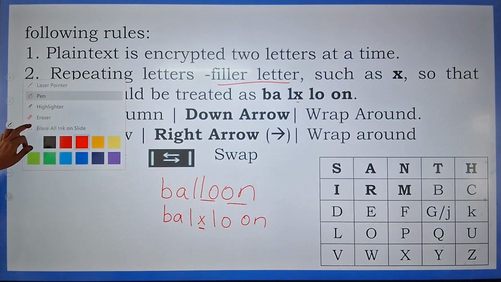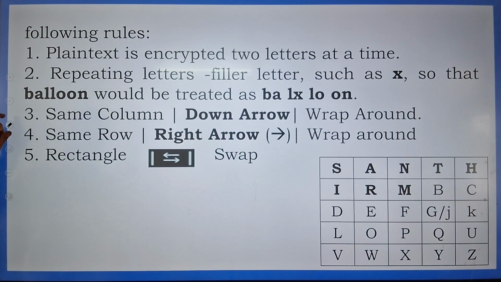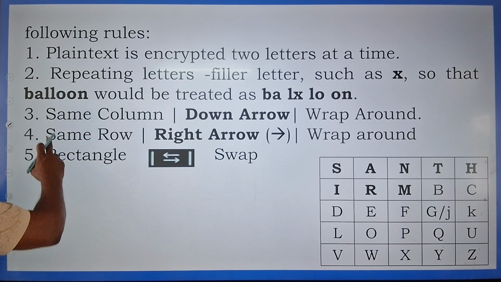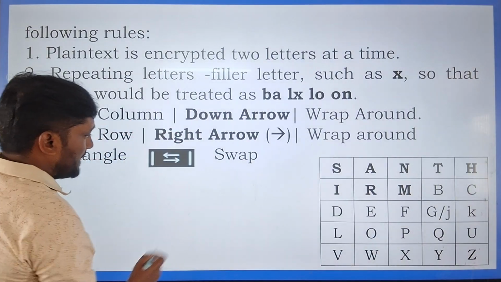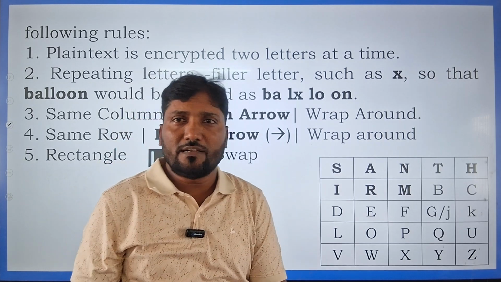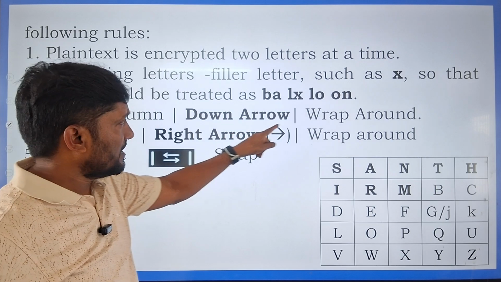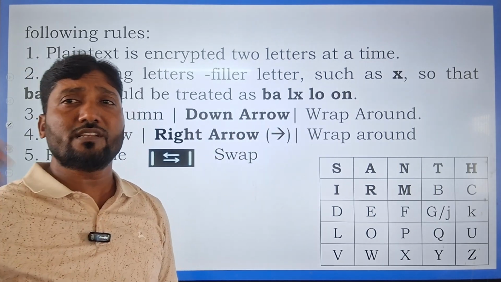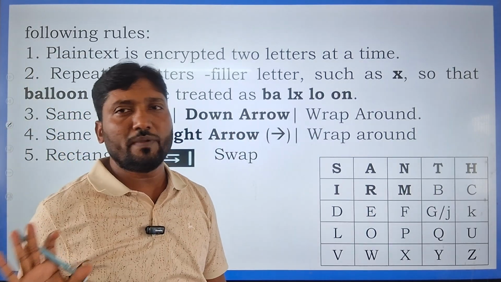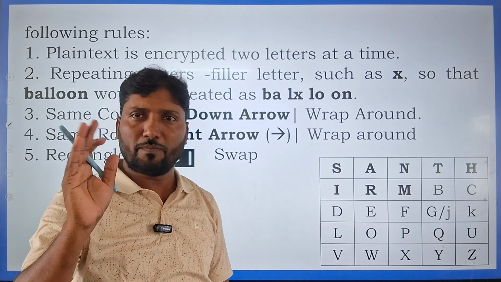And what is the third one here? Okay, the third one is same column. That means if any plain text letters come in the same column, then we will consider the down arrow. That means what is the next letter? That next letter can be considered as the ciphertext letter for the particular plain text.